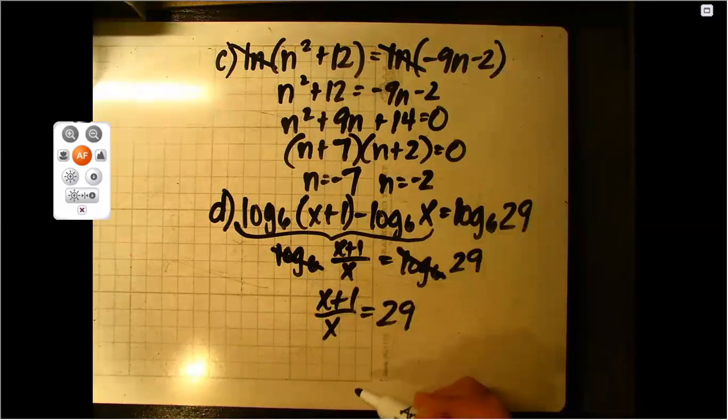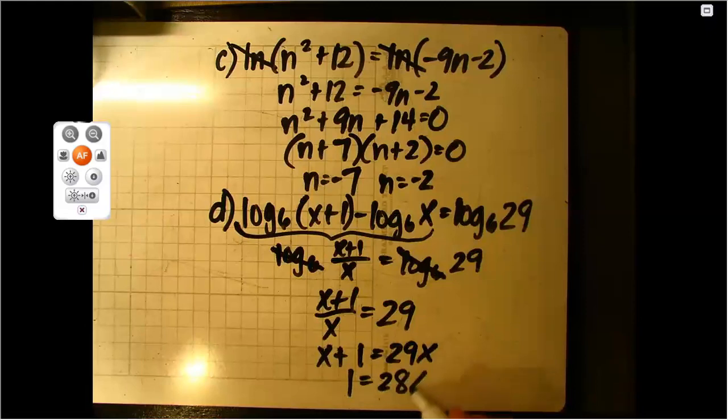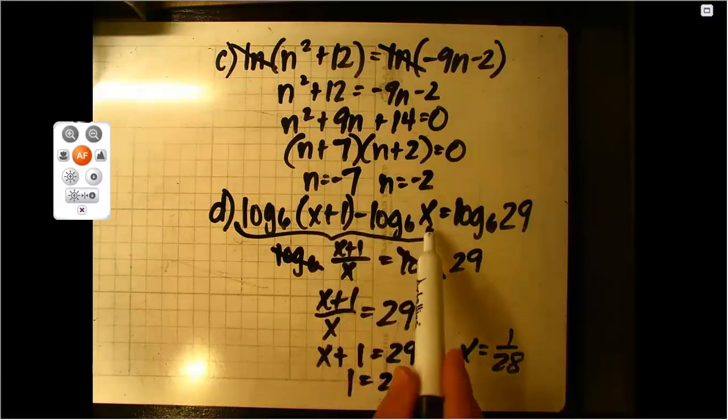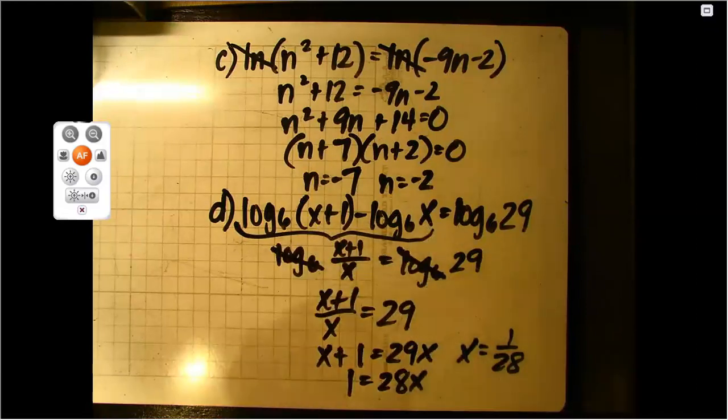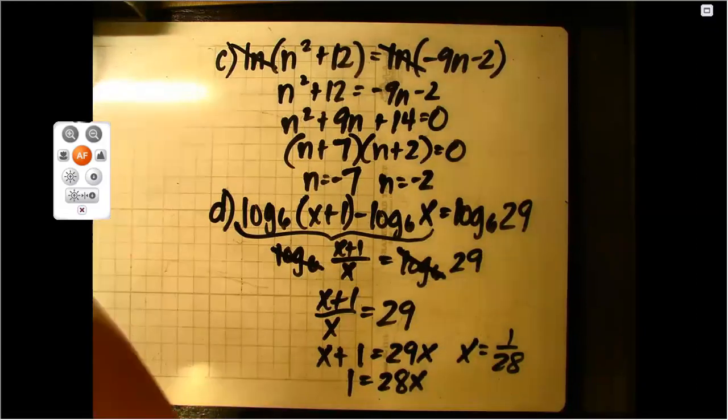And I have x plus 1 over x equals 29. I cannot solve for x if it's in the denominator. So I'm going to start by multiplying that x over. So I have x plus 1 equals 29x. Now it's simple to solve. So I'm going to subtract the x. I get 1 equals 28x, and then divide by 28. So I have 1 divided by 28. All right, come back up here. 1 over 28 plus 1, 1 over 28. All of those are positive, so 1 over 28 works. All right, so that's how we solve by canceling logs.